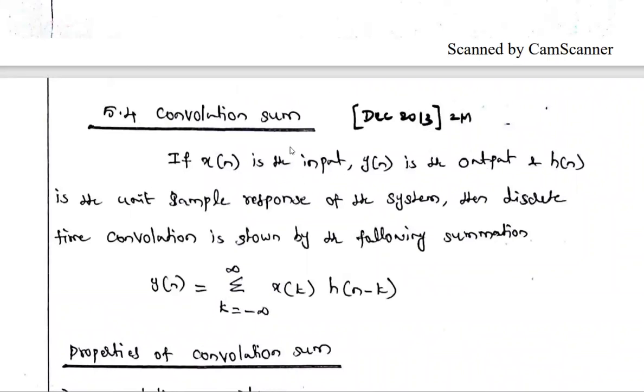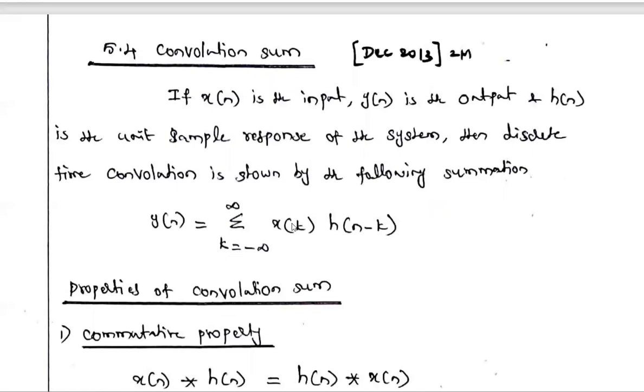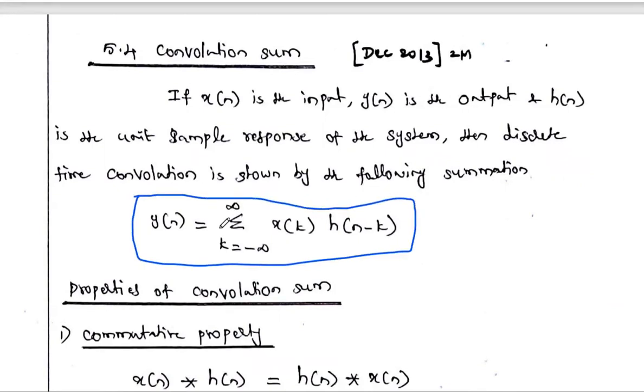For a discrete system, if we know the input x of n and the impulse response h of n, we may calculate the output of the system using the convolution process. The convolution between x of n and h of n is given by the output y of n. The formula is y of n equal to summation k equal to minus infinity to infinity x of k h of n minus k. This is the formula to find the convolution between the input x of n and the impulse response h of n.